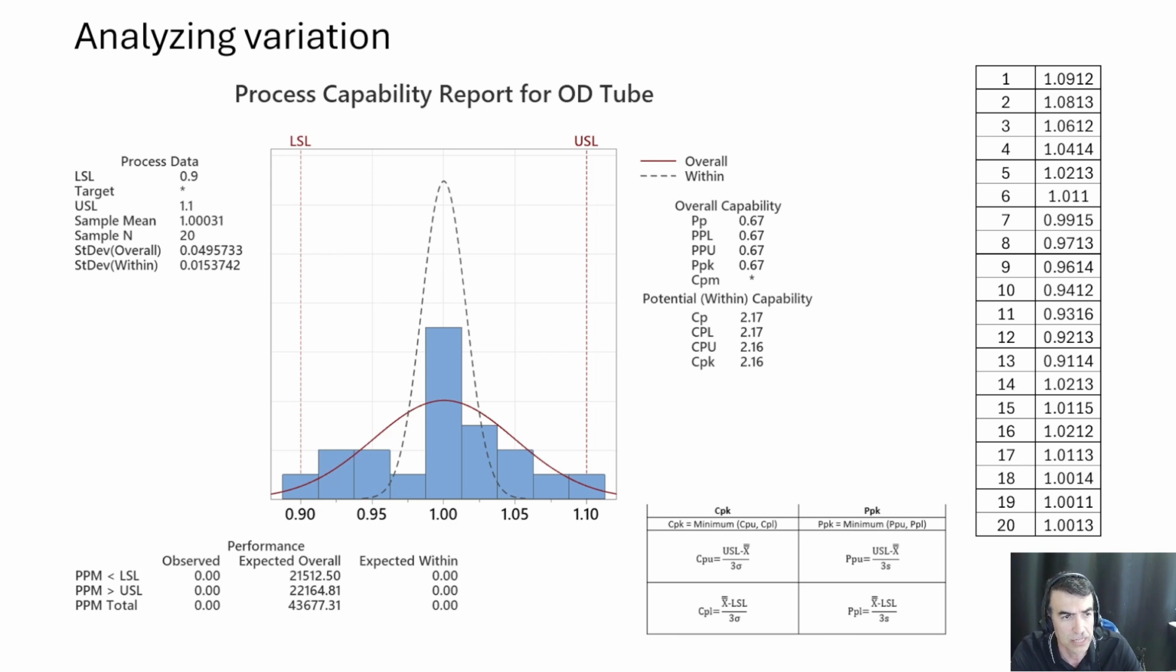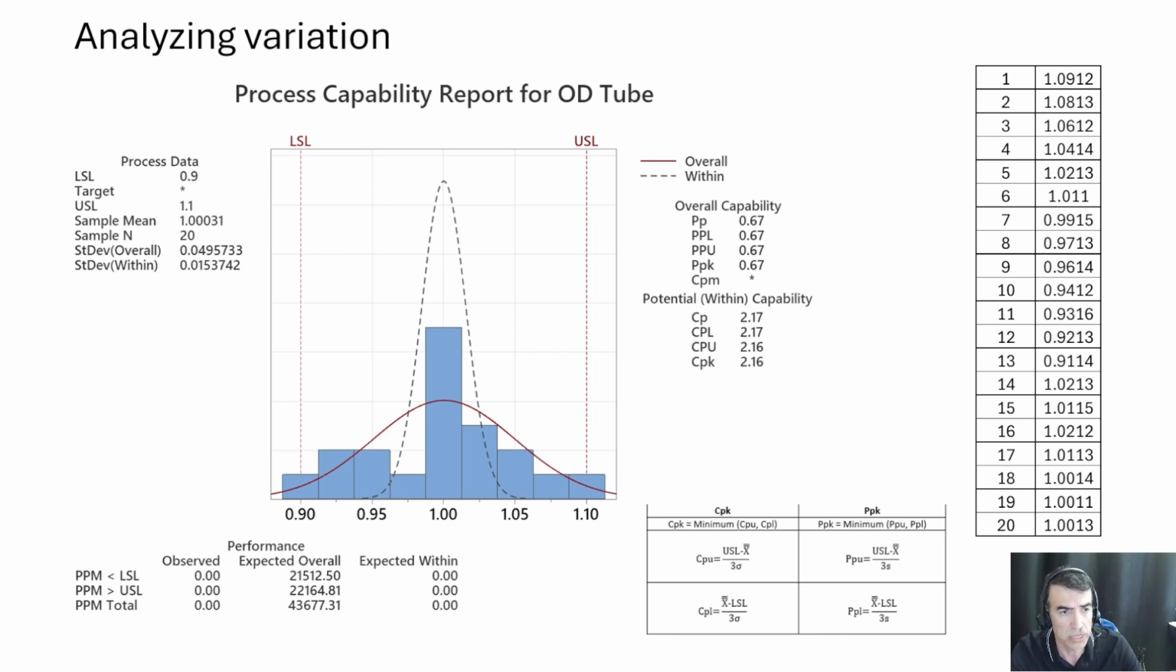For Ppk, the standard deviation is the overall. For Cpk, it is the standard deviation in subgroups. You take an average of the standard deviation of the subgroups. And because your standard deviation within subgroups is smaller, like the average of those small ones, your Cpk comes out higher than Ppk.